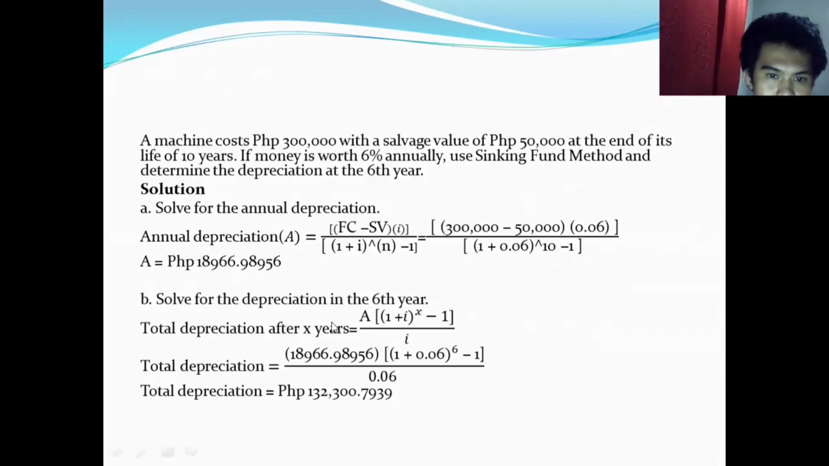So, next is solve for the depreciation in the 6th year. So, total depreciation after 6 years equals, so this is the formula, A times 1 plus i raised to n minus 1 over i. So, A, annual depreciation, is 18,966.98956 times 1 plus 0.06 raised to 6 minus 1 over i, where i is 0.06. So, the answer is 132,300.793 pesos. So, this is the total depreciation.